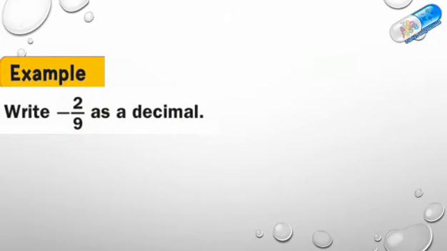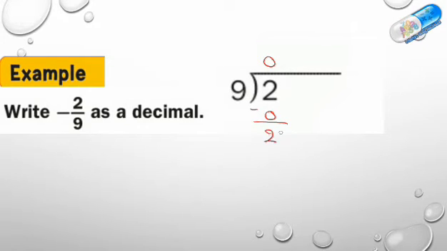Another example, write the negative 2 over 9 as a decimal. So again, we will make it like a long division here. 2 divided by 9 is 0. 0 times 9, 0. Subtract. 2 minus 0, 2. Now to continue, put here a decimal point, put here a decimal point, and put here a 0 to bring it down beside the 2. Now 20 divided by 9 equal 2, because 2 times 9 is 18. Now subtract. 0 minus 8 cannot be. This will be 10 minus 8, 2.